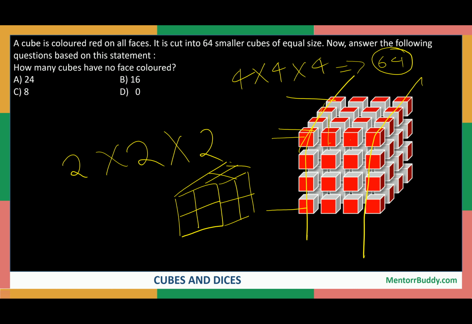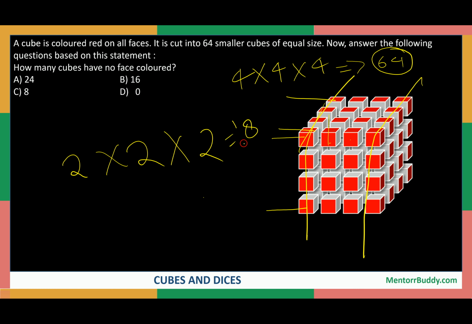So we can easily count it: 2 is the length from the front, 2 is the width, and in the depth it's 2. So how many cubes will there be? 2 cross 2 cross 2, that is 8 cubes in total which are not painted from any side, right? That is, option C is the correct one.